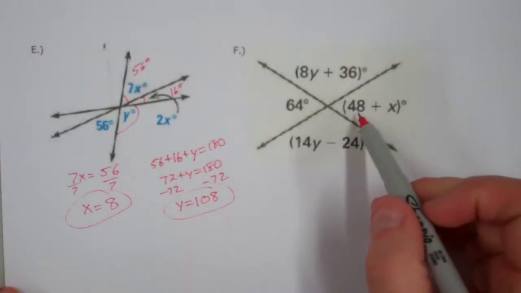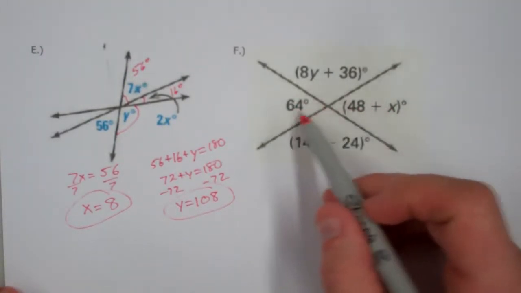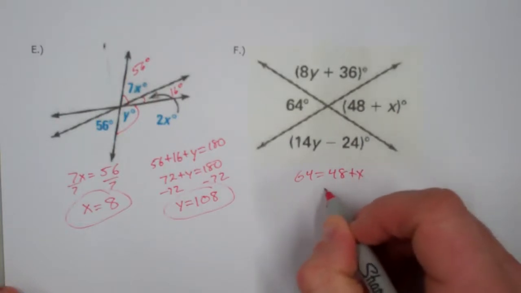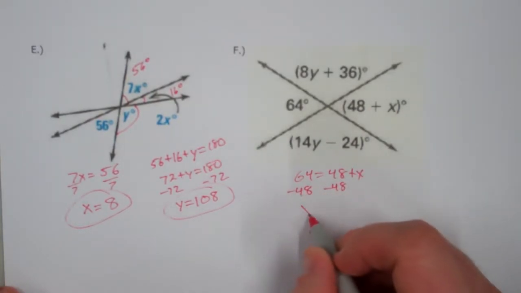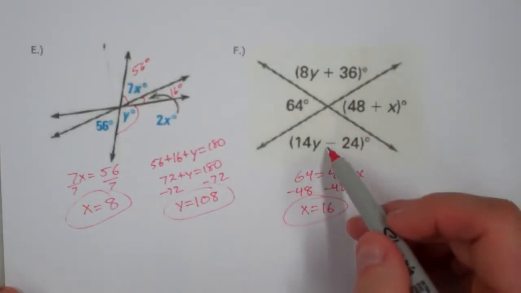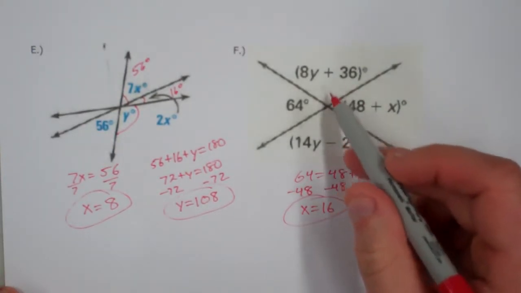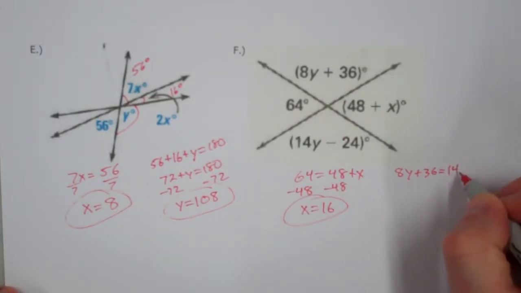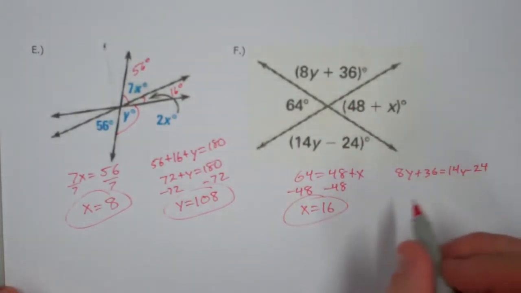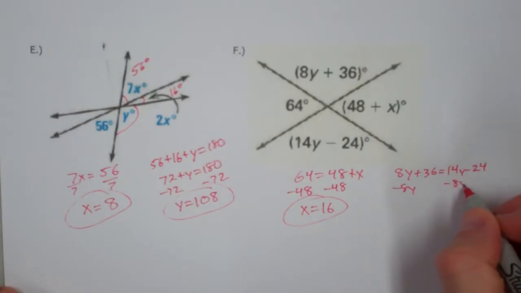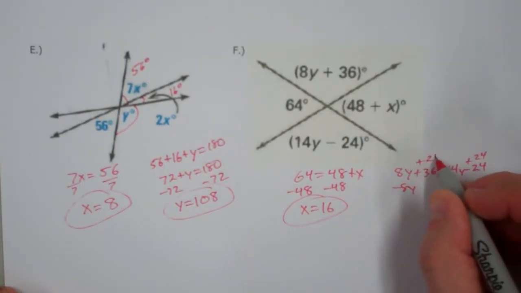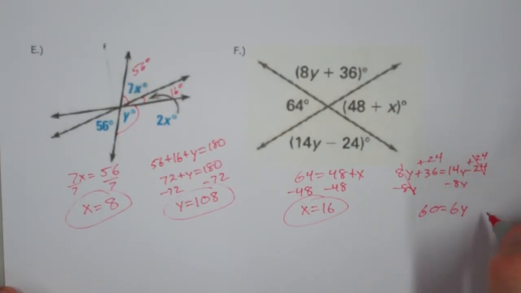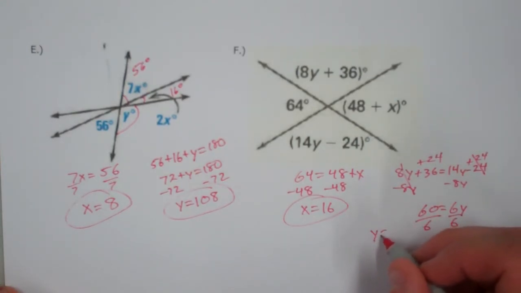And this next one, we know that 48 plus x and 64, those are vertical angles, so are these. But 64 must be equal to 48 plus x. So we could subtract 48 from each side, and we'll get x to be 16. This case would also be the measures across from each other here. These are vertical angles, so those measures are the same. So we could set the expressions equal to each other. We'll subtract 8y here and add 24, I think. So that's gone. We've got 60 here. 14 minus 8 is 6, and there's a y there. That's gone. Dividing by 6, we get y to be 10.